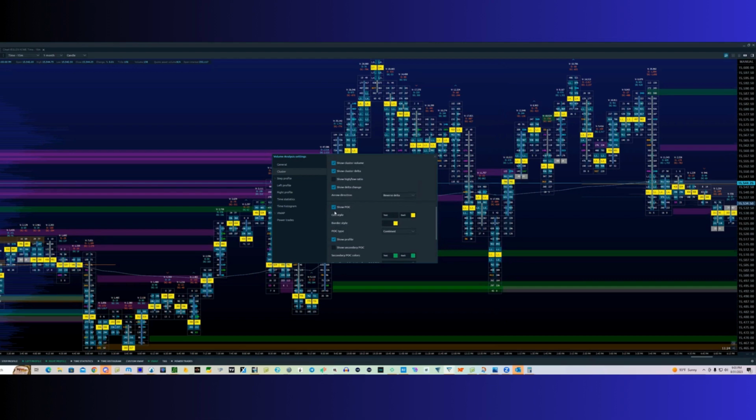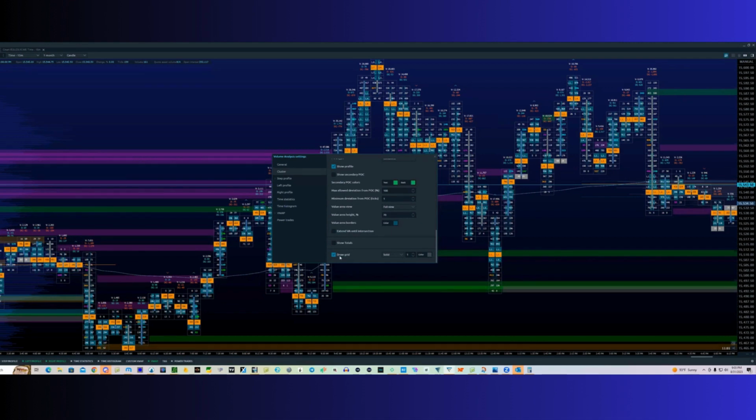I show the POC in yellow. Generally, I like my POC in an orange color. That's how I view all of my POCs on my other charts. So I'm just going to change it there because that's how I color code my stuff. But it's all up to you and what makes sense, okay?